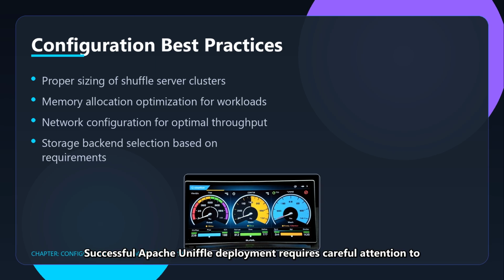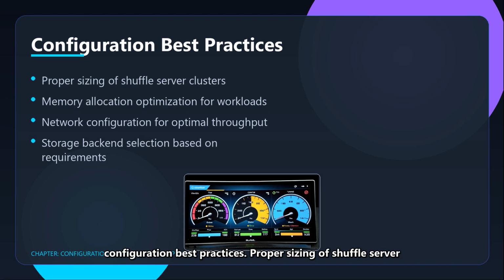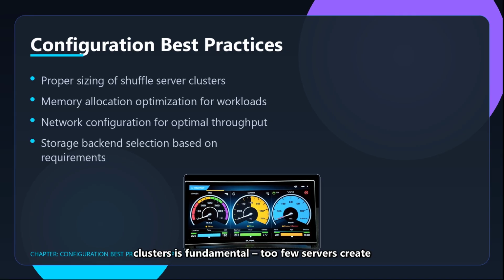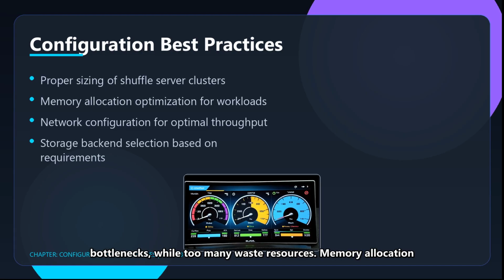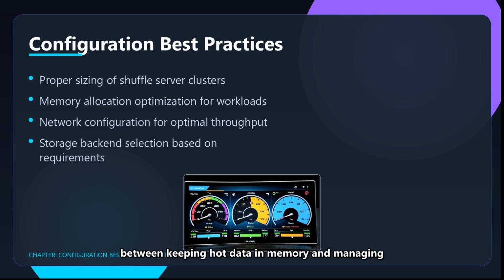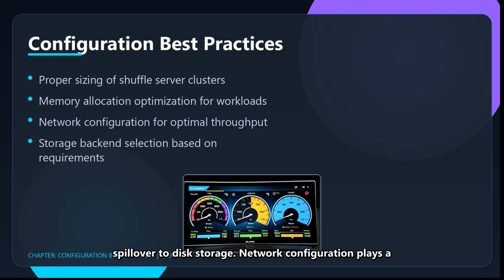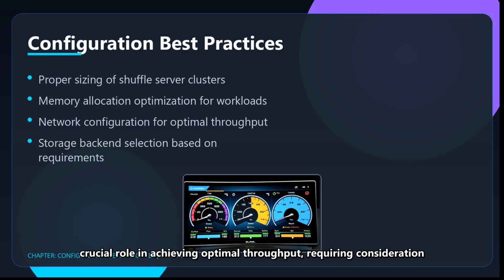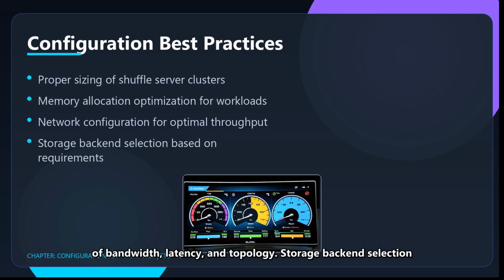Successful Apache Uniffle deployment requires careful attention to configuration best practices. Proper sizing of Shuffle server clusters is fundamental. Too few servers create bottlenecks, while too many waste resources. Memory allocation must be optimized based on workload characteristics, balancing between keeping hot data in memory and managing spillover to disk storage. Network configuration plays a crucial role in achieving optimal throughput, requiring consideration of bandwidth, latency, and topology.